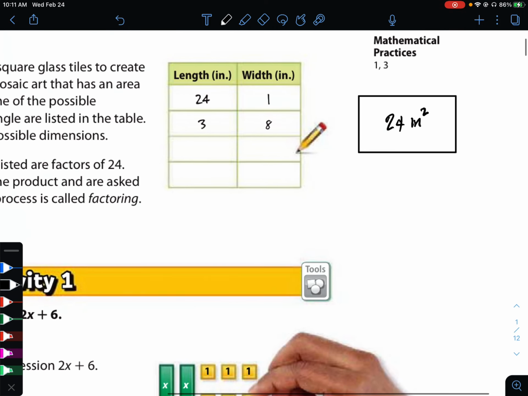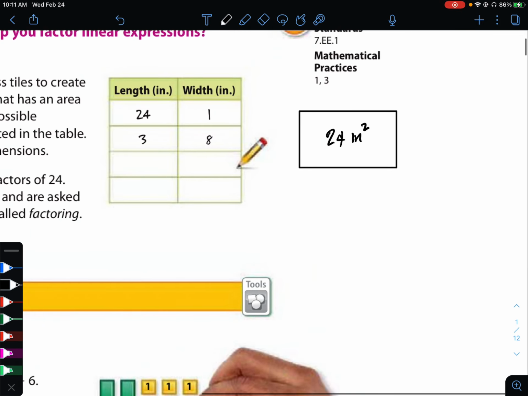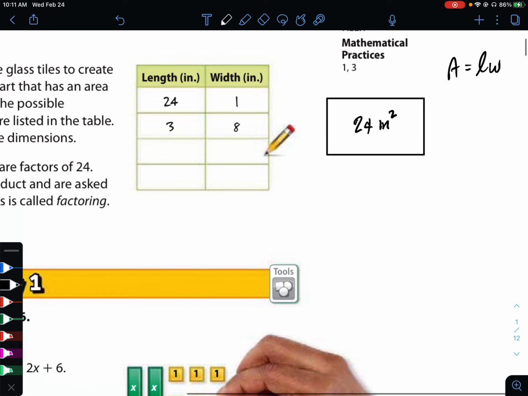That's the area. We need to understand that when finding the area of a rectangle, we do length times width. That's the reason why, if you look at the table right here, if the length is 1 and I multiply that by 24, that gives me 24. And those are the two factors of 24. Other two factors of 24, meaning two numbers that you multiply with each other to give you 24, will be 3 and 8.